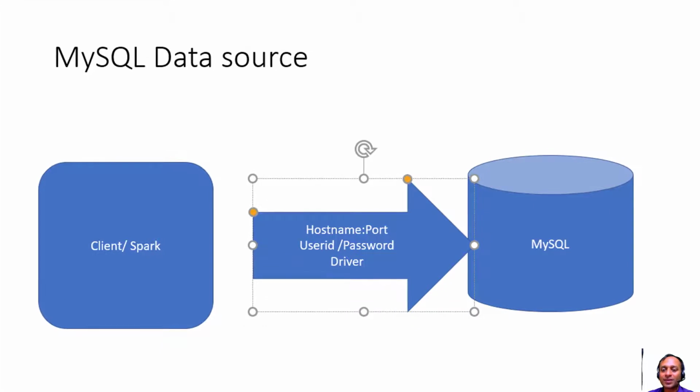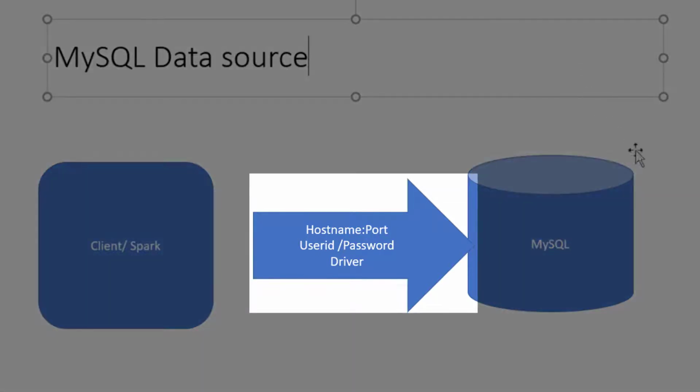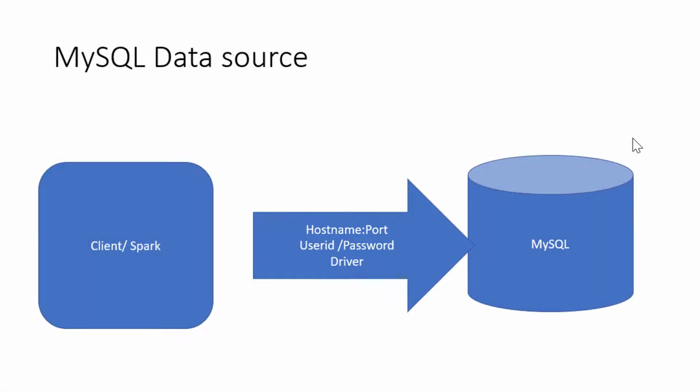Let us understand how to use MySQL database as a source to read and write data. To connect to any database, whether it is MySQL or Postgre, to connect to any RDBMS database, we need the following information. That is the host name and port, user ID, password with the required permissions, and driver. The driver will be very specific to the database that we are connecting to. In this particular example, we are going to see how to connect to MySQL database, read data, and store data into the database.